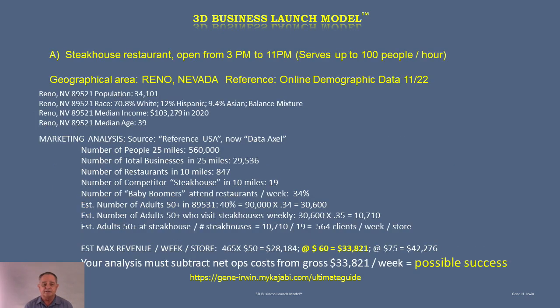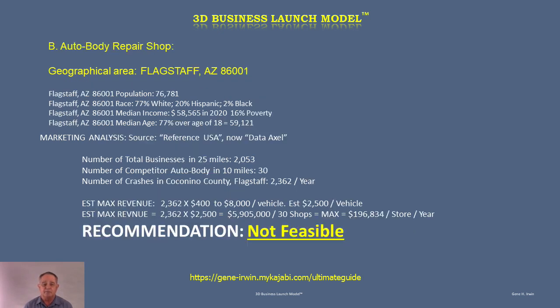So if you take a look at this concept about Reno, Nevada, I decided to look at a potential steakhouse, and I used a source called Reference USA. Look it up, Reference USA. And it's now called Data Axle. But if you look through the steakhouse analysis I just gave you, there's a possible success at $33,000 a week in this hypothetical business. The next area is something called Flagstaff, Arizona, with an auto body shop repair.